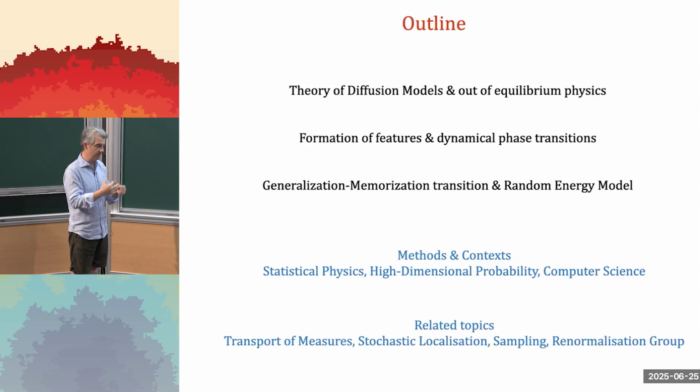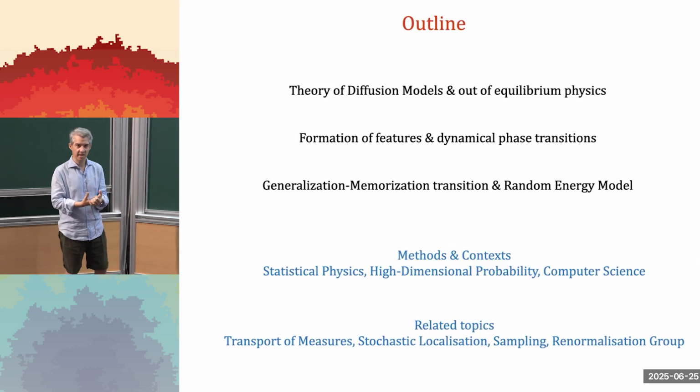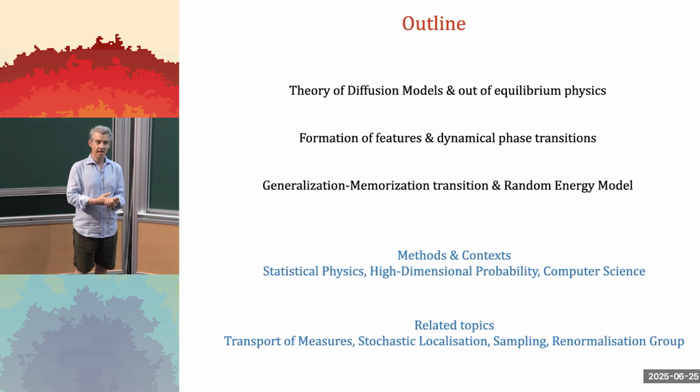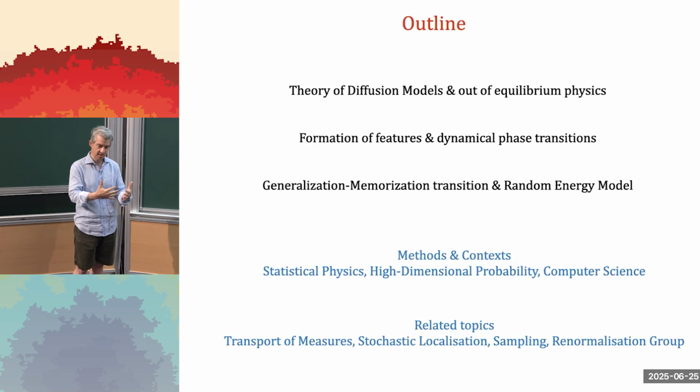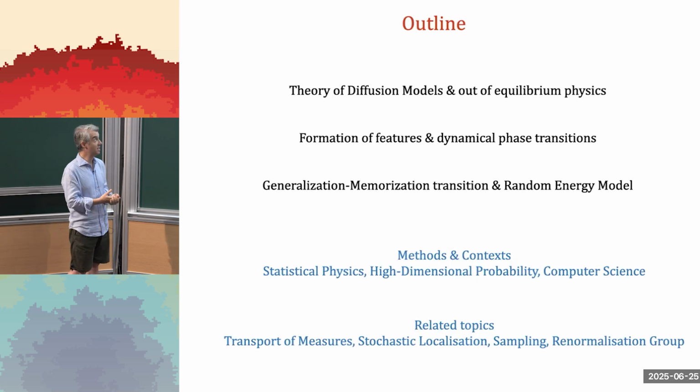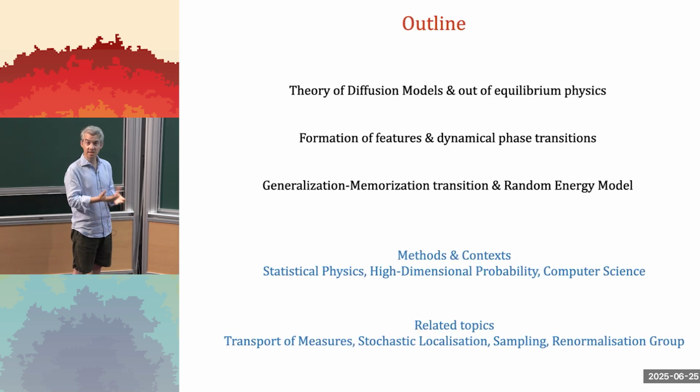formation of features. So when you have images, or in general data, there are some important features. If I give you images, you can have different kinds of animals, for example. And then within the animals, you have the different species of animals. And then within the same species, you have different colors for the animals. So all these are high-level features. And I wanted to understand in this generation process how these things are generated. And we will see that this is nicely related to dynamical phase transition, so phase transition out of equilibrium.